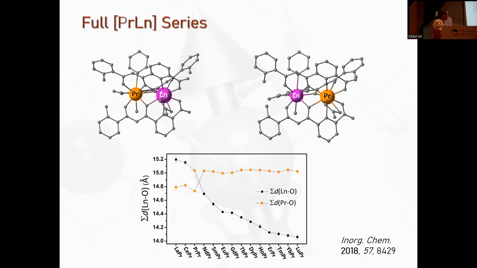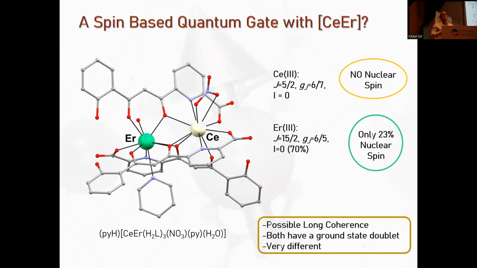Okay, so of course, from the point of view of exploiting this for quantum computing, that gives us a large array of possibilities, so we can study the system that we might think is optimal. In this particular case, we studied the erbium-cerium combination as a possible CNOT quantum gate. So we made a compound.